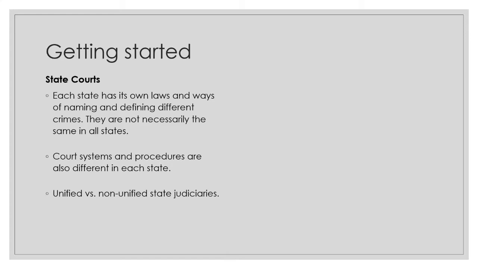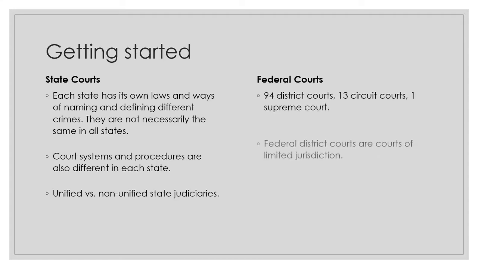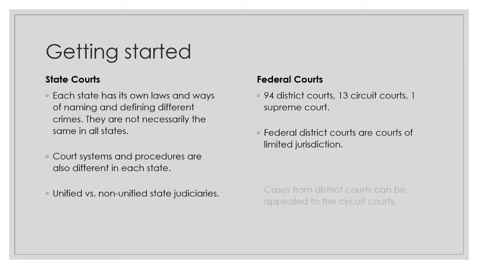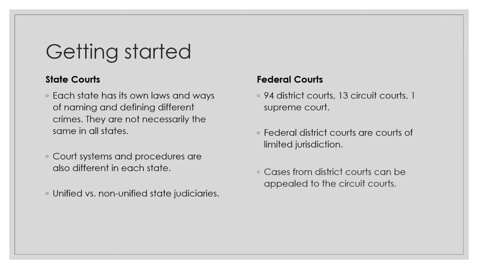Some states will have unified court systems, which essentially means that the state's resources allocated to the courts are consolidated and centralized. Where court systems are not unified, the allocation of resources are localized. The federal court system consists of 94 district courts, 13 circuit courts of appeal, and 1 Supreme Court.